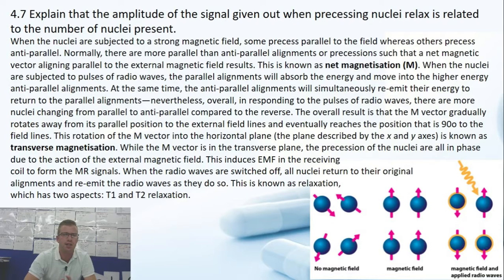The overall result is that the net magnetization vector gradually rotates away from the parallel position to the external field line and eventually reaches the position that is 90 degrees to the field lines. So the net magnetization vector in the horizontal plane is known as transverse magnetization. While the M vector is in the transverse plane, the precession of the nuclei are all in phase due to the action of the external magnetic field applied by the MRI machine. So this induces electromagnetic force in the receiving coil to form magnetic resonance signals.